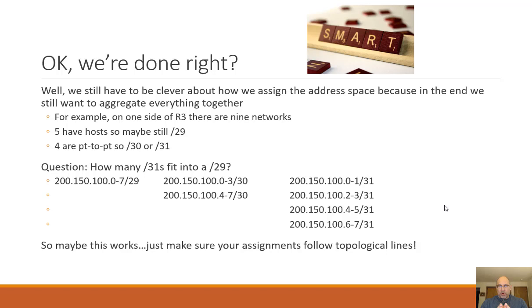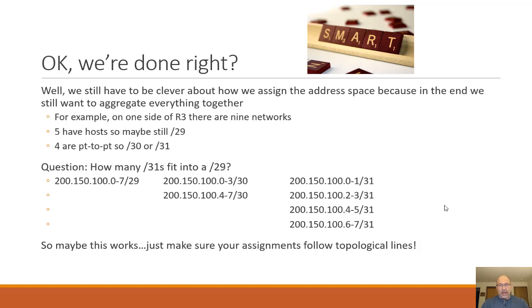If we remember that on one side of R3 in our topology, we've got 9 networks. So we have 9 networks that way and 9 networks that way. 5 of them have hosts, so we might use /29s there. But 4 of them are point-to-point, so we might get away with a /30 or a /31 there. But then how do we assign those? We still want to obey those rules. Are there places where we can aggregate? And so in this example here, what I've picked is that low subnet in the range. So I've said the 200.150.100.0 network /29 is 0 to 7.